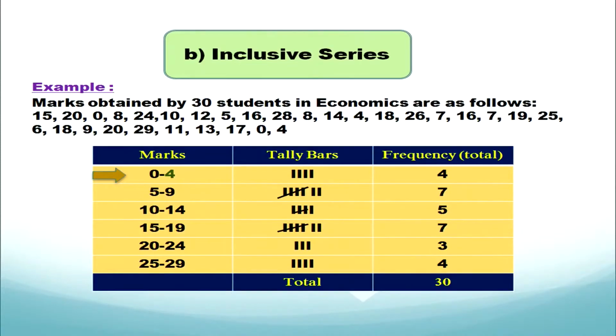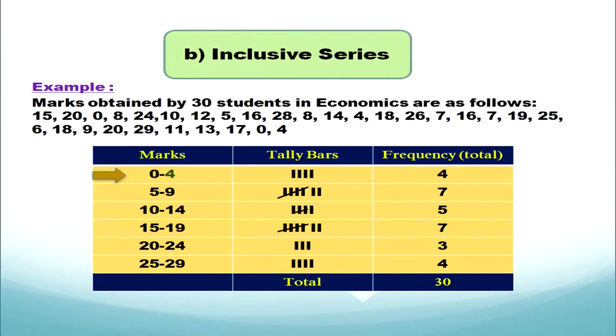Marks obtained by 30 students in economics are as follows. Again the same question is there, but this time we are going to construct an inclusive series. For marks, the lower limit we have is 0 and we will move to 4. So, again we have a gap of 5. We are first constructing the classes, then we are going to make tally bars, and after that we are going to do the frequency. So, let us start with the construction of classes, 0 to 4.